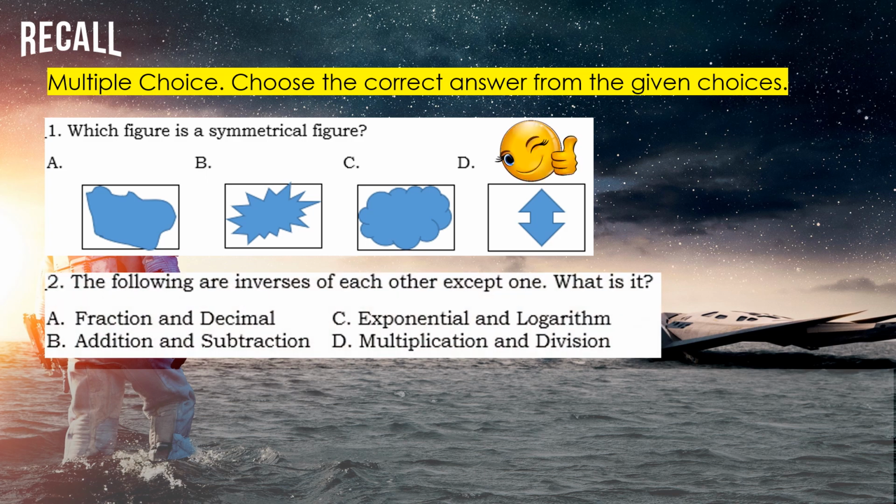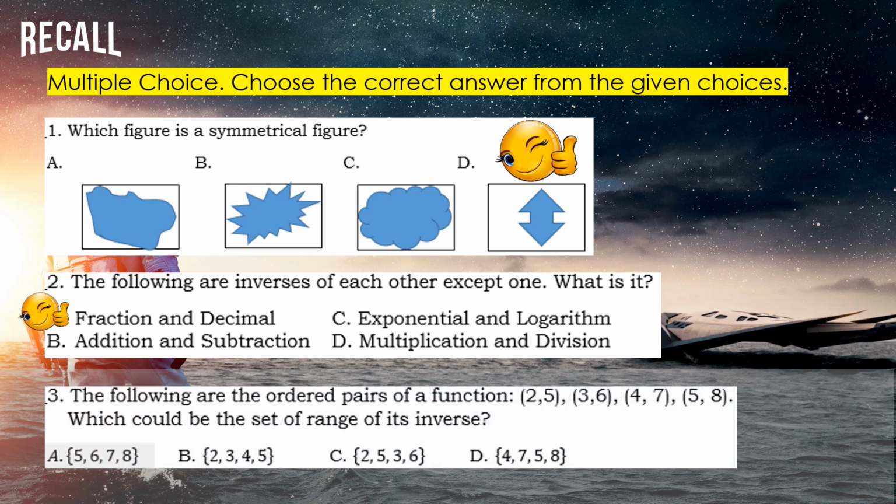Number two, the following are inverses of each other except one. Letter A, fraction and decimal. Letter B, addition and subtraction. Letter C, exponential and logarithm. Letter D, multiplication and division. The answer for number 2 is letter A, fraction and decimal.